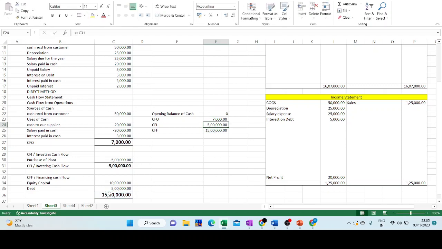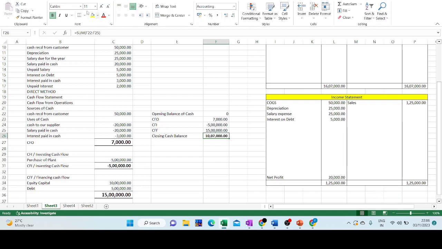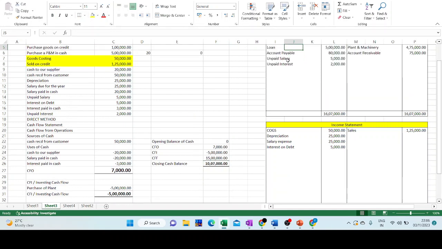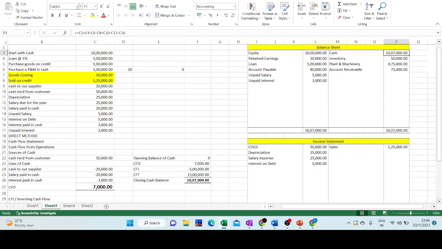Now guys, if I add these four numbers, I would get the closing cash balance. So if I add all these, how much is this guys? 10 lakh 7,000. So let me check, my closing cash balance is 10 lakh 7,000. So guys, this is how your income statement is made from scratch. This is how your balance sheet is made from scratch, and this is how you use the cash flow statement to reconcile the opening cash balance and the closing cash balance, right?